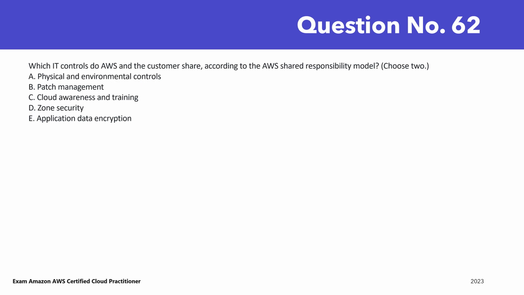Which IT controls do AWS and the customer share, according to the AWS Shared Responsibility Model? Choose 2. A. Physical and environmental controls. B. Patch management. C. Cloud awareness and training. D. Zone security. E. Application data encryption. Correct answer, B and C.